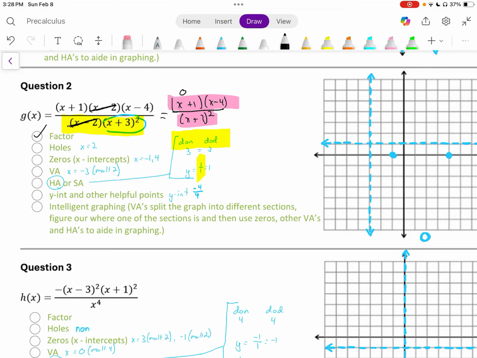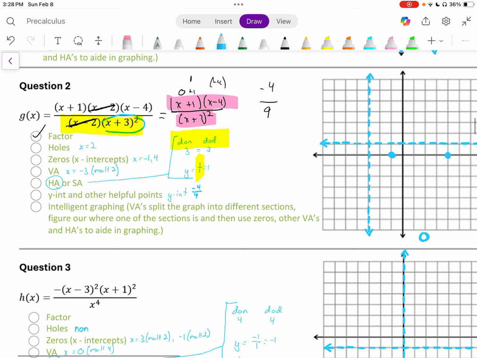So this would be 0 plus 1, which is 1. 0 minus 4, which is negative 4. So that gives us a negative 4 on top. Put 0 in the denominator. 0 plus 3, sorry, it's 3. 3 squared is 9. So we have a y-intercept at negative 4/9. So negative 4/9 is somewhere around there.